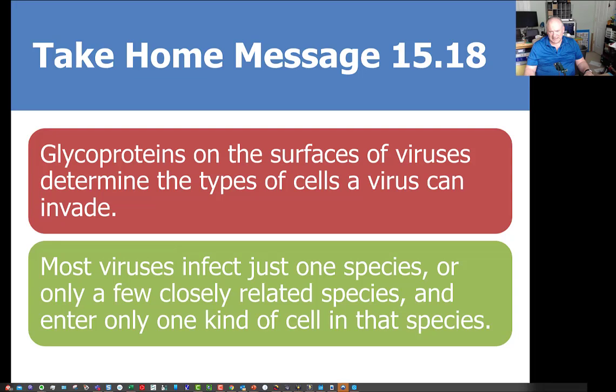So glycoproteins on the surface, glyco, remember, sugar, proteins on the surfaces of viruses determine the types. You may have heard H1N1, okay? Neuraminidase and hemagglutinin are the two types of materials that hang on the surfaces of these viruses that use a mechanism to attach to our cells. Most viruses can infect just one species, but sometimes they can jump species because of genetic changes that occur.